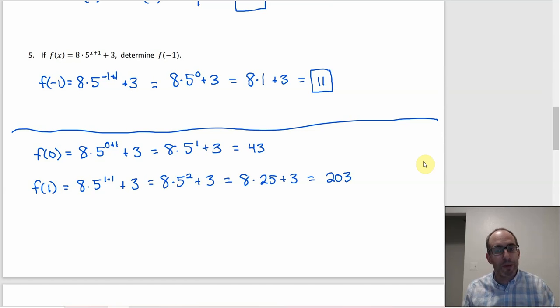Okay, that's a bigger jump, right? We went up 32. Now we're going up by 160. Why don't we do one more? F of 2.